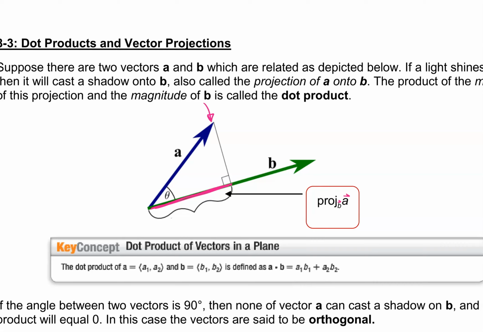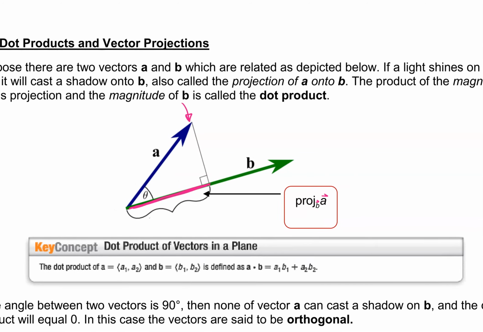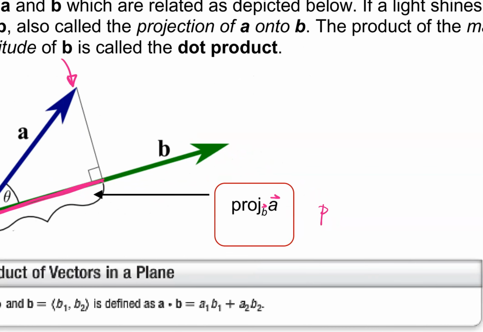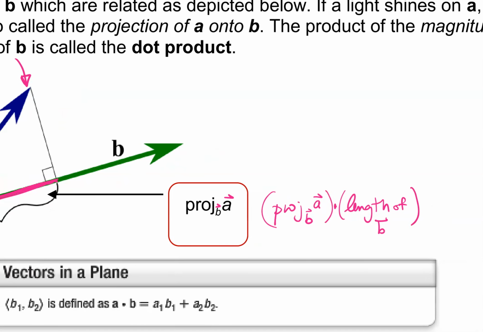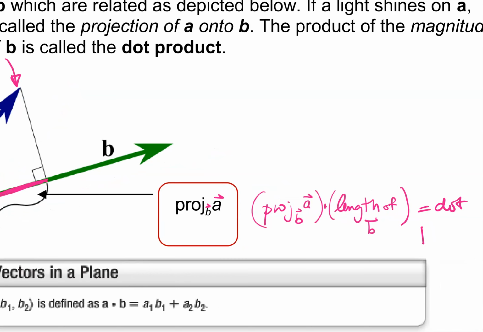Now we don't use the term shadow because it's not a math term. Instead, we call it the projection of A onto B. So if I write this out, if I take the projection of A onto B and then multiply it by the length of B, that is what we call a dot product. So that's the definition a little bit below.